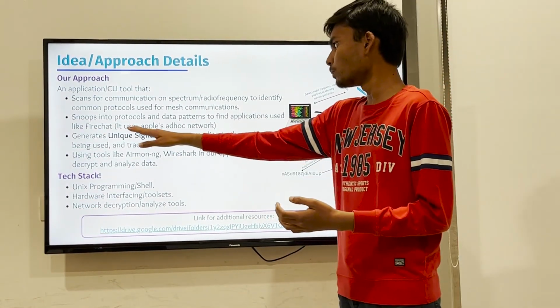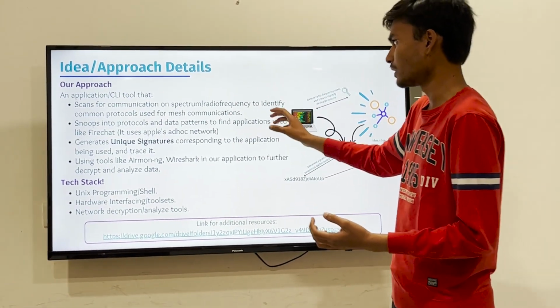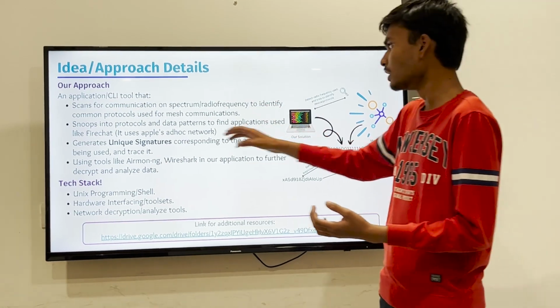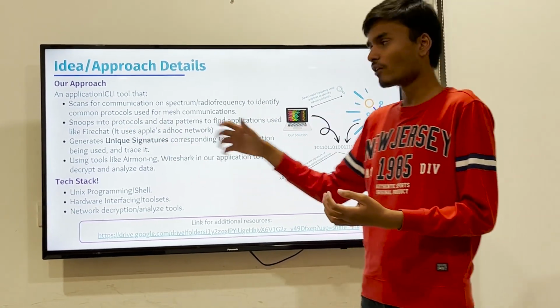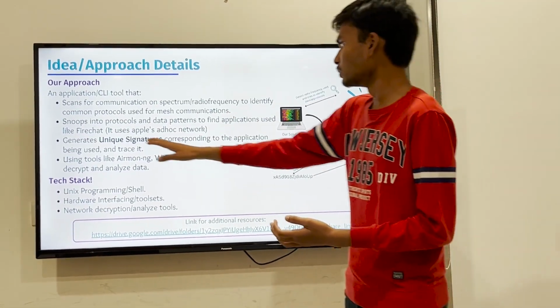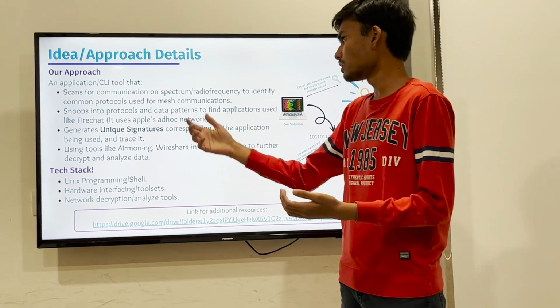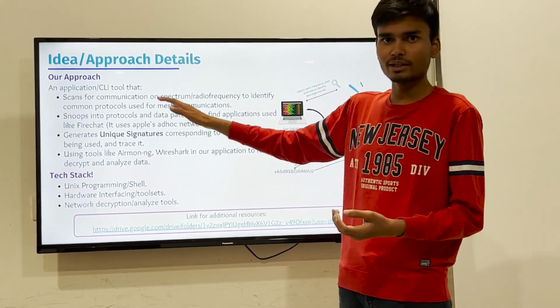Then we can snoop into protocols. Once we have the communication protocols and radio frequency, we can use that information to look into the protocols and find the data that is being exchanged. For example, FireChat uses Apple's ad hoc network, and in Wireshark we can use software to identify what kind of data is being sent.